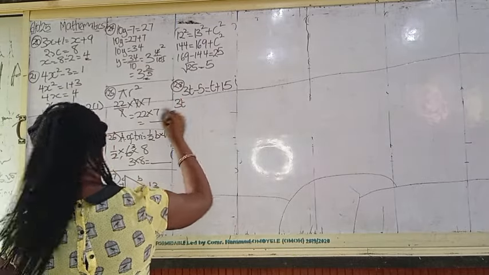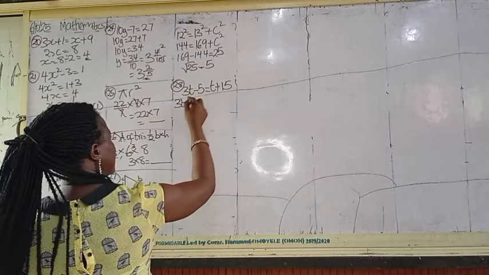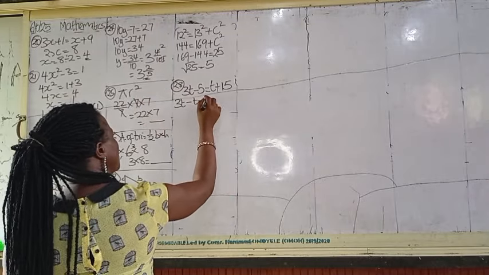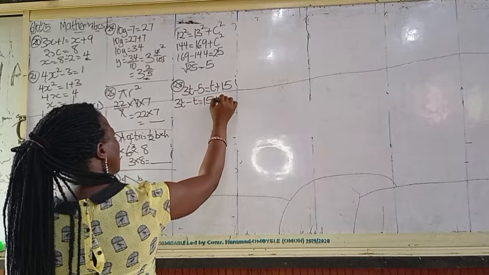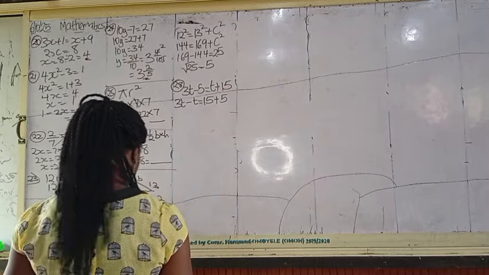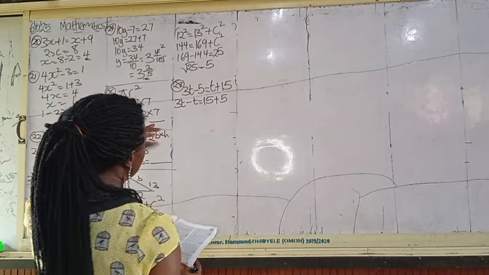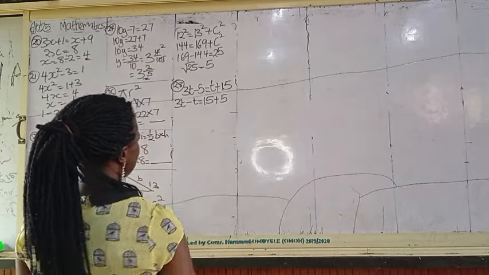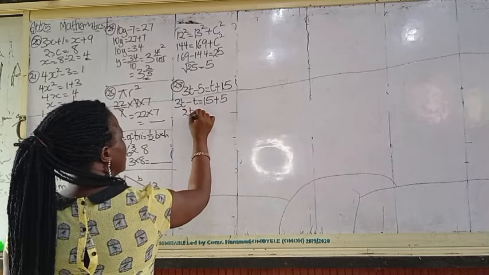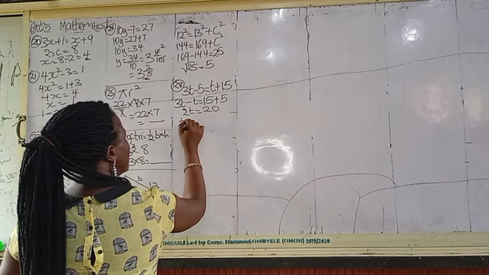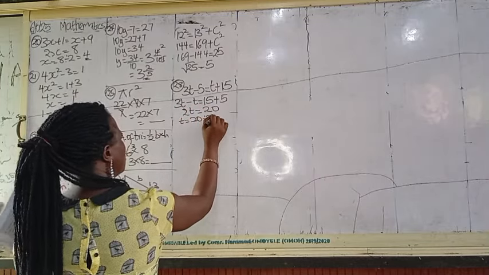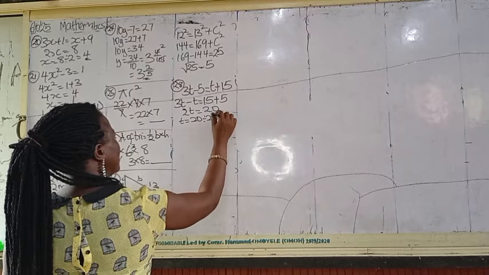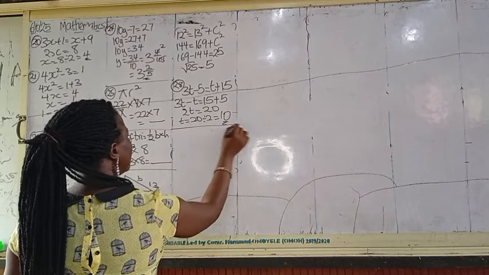That will be 3t minus this t, which is equal to what? 15 plus 5. So 3t minus t, that gives us 2t is equal to 20. T is equal to 20 divided by 2, which is equal to 10. So our t there is 10.